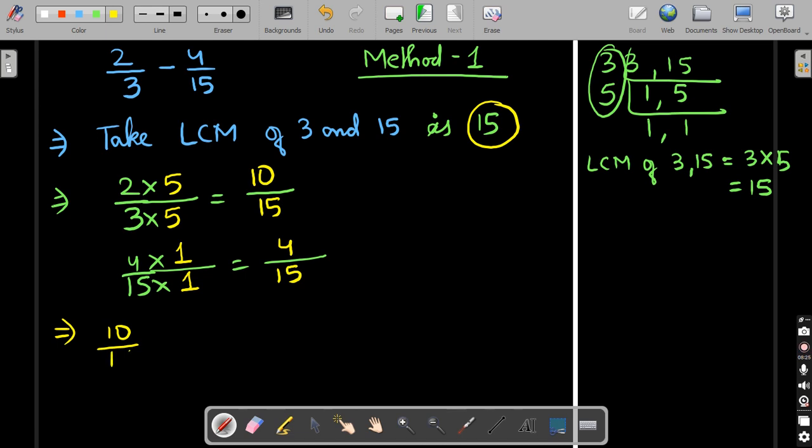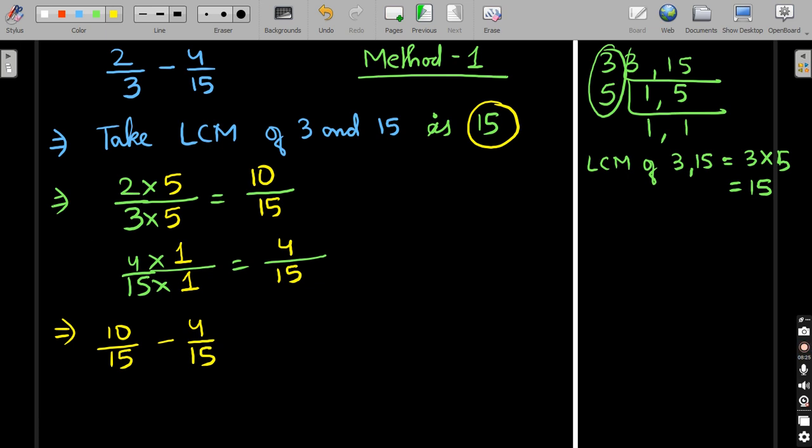Now what is the next step that I am going to follow? So I got 10 by 15 as the first number, minus I need to do the second number. Clear, students? Now see here how I am solving. So up to here, if the denominator is the same, then we consider it as a like fraction. Now let us start. 10 minus 4. 10 minus 4, how much did I get, student?